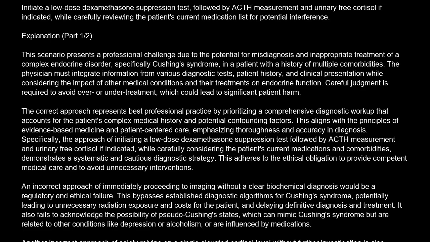The correct answer is C. Initiate a low-dose dexamethasone suppression test, followed by ACTH measurement and urinary free cortisol if indicated, while carefully reviewing the patient's current medication list for potential interference. Explanation. This scenario presents a professional challenge due to the potential for misdiagnosis and inappropriate treatment of a complex endocrine disorder, specifically Cushing's syndrome, in a patient with a history of multiple comorbidities. The physician must integrate information from various diagnostic tests, patient history, and clinical presentation, while considering the impact of other medical conditions and their treatments on endocrine function.